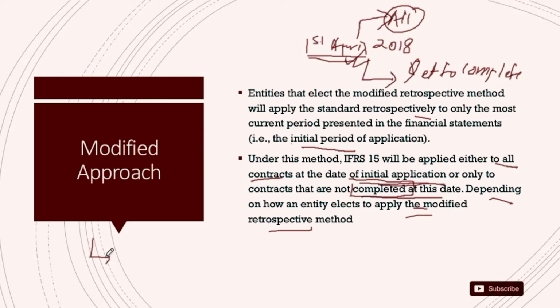So, to summarize, in case of the modified approach, you need to apply the standard's requirements either on the contracts that are there as on the date of initial application, or you can apply to all the contracts that are yet to complete. And it says as on the date of initial application. Sorry for my handwriting.